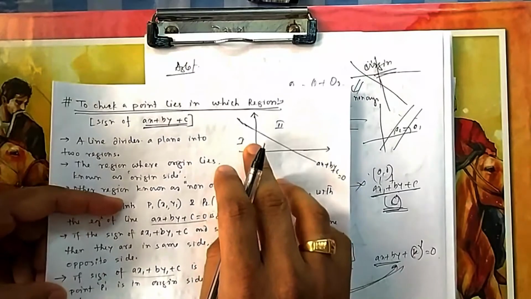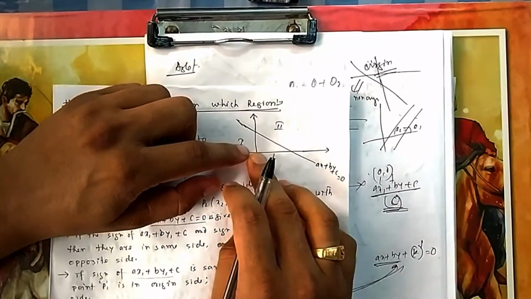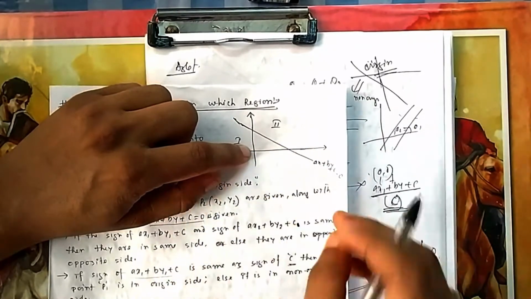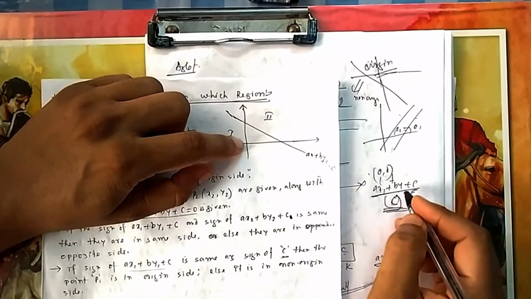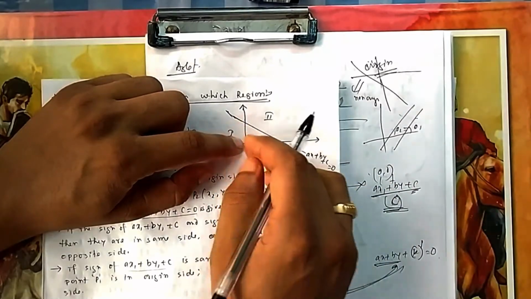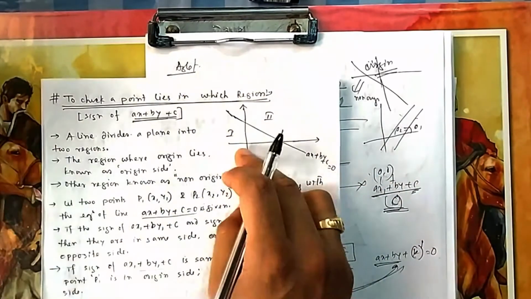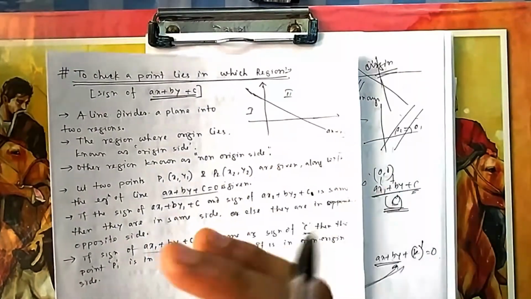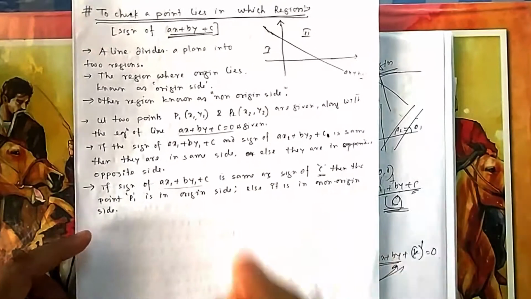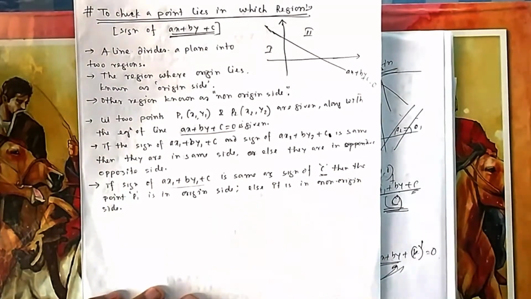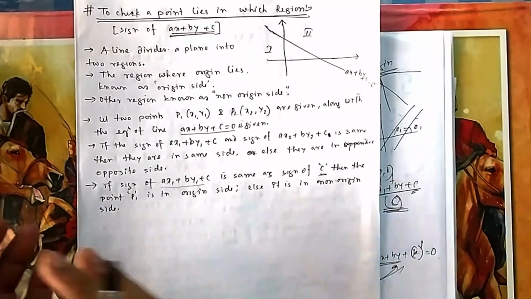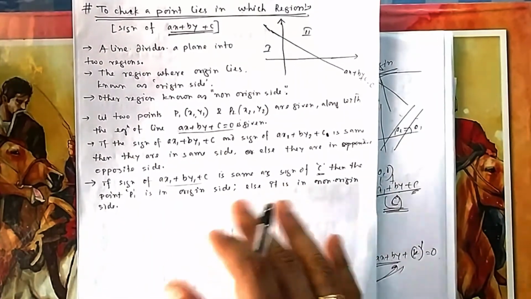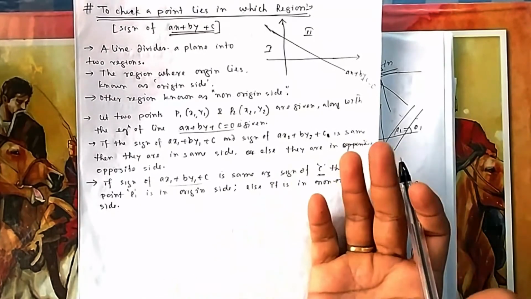You are getting it? Suppose I put a point, and I get positive, and if I put the origin also, it is positive. Origin means only c, because everything else will go. So if c is positive and you put the point and also get positive, both are on the same side, that is the origin side, because they have the same sign. When we put the origin, it gives positive, and when we put P, that also gives positive, so they are on the same side. Same thing for negative: if I put the origin, it gives negative, and if I put the point, that also gives negative, so they are on the same side.